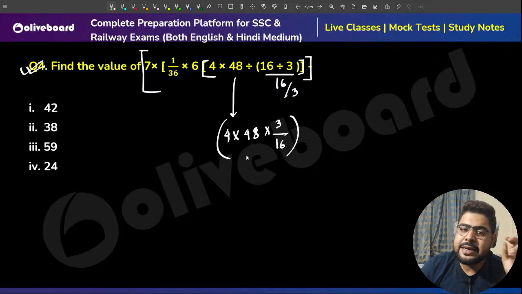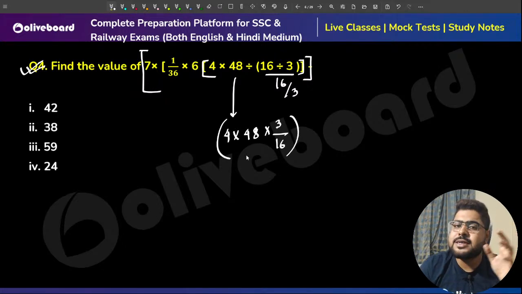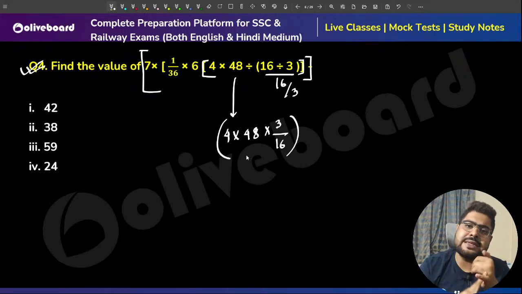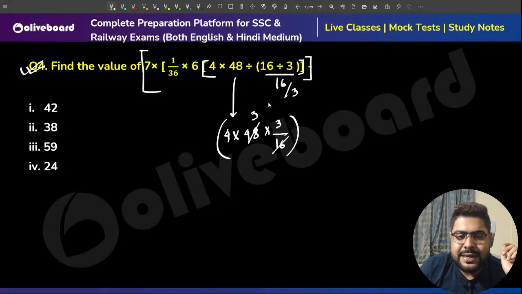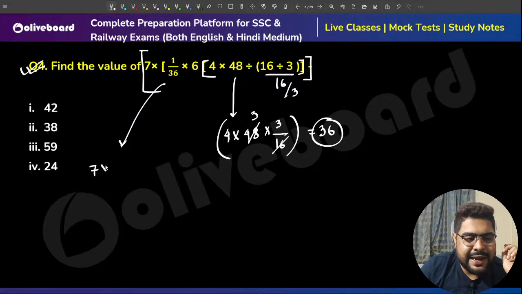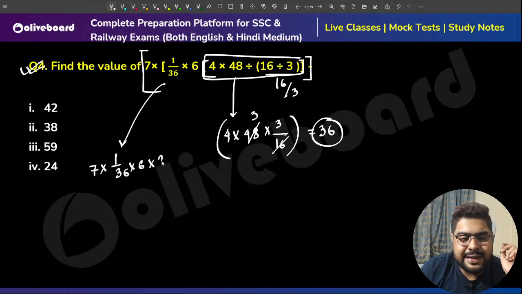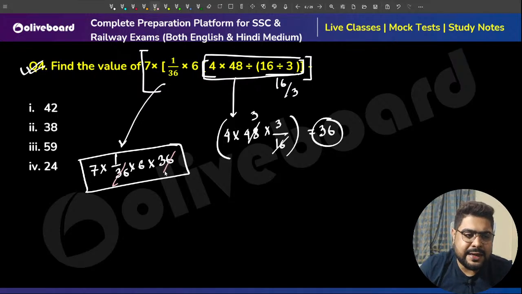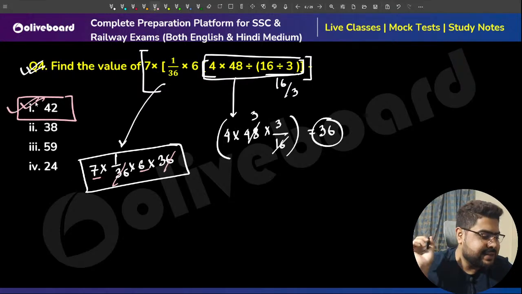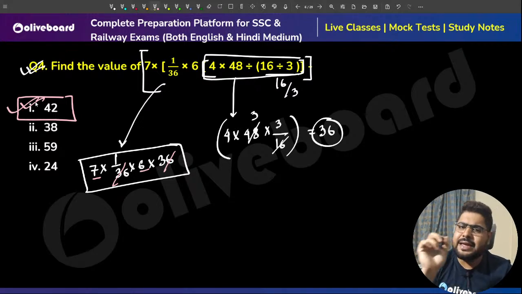I told you guys, the modified BODMAS allows us to do multiplication and division in the same line, addition and subtraction in the same line. Use that. So this is 3 times 9 into 4 is 36. So ultimately we are having 7 into 1 by 36 into 6 into whatever the bracket value I've got as 36. All are multiplication, so we can do everything in the same line. 6 7s are 42. That is your answer. Very, very simple question.